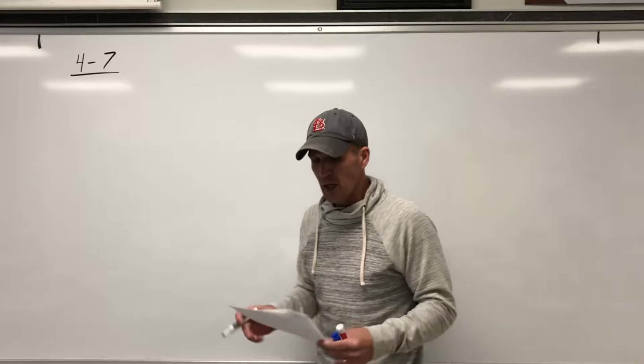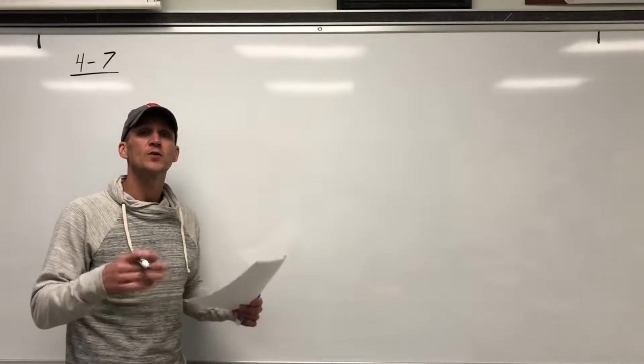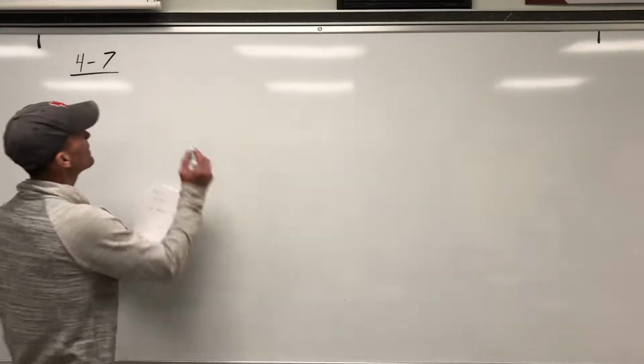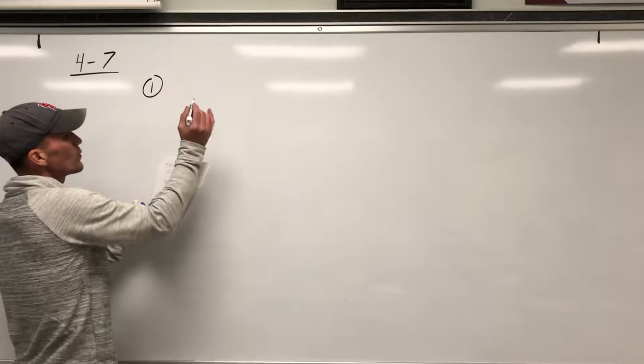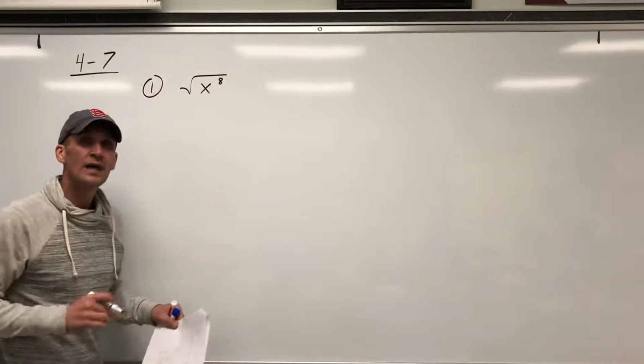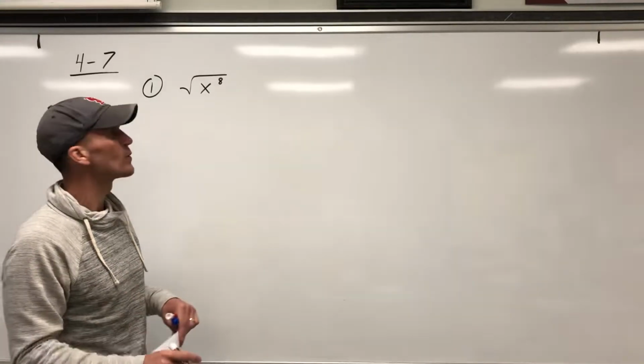Let me know. All right, you guys, we're gonna continue with square roots today, but we're gonna be talking about square roots with variables. We did numbers yesterday. Let's see about variables today. So number one, if we have the square root of x to the 8th. Now there's a long way to do it and then a short way to do it. So we're gonna do the long way first.